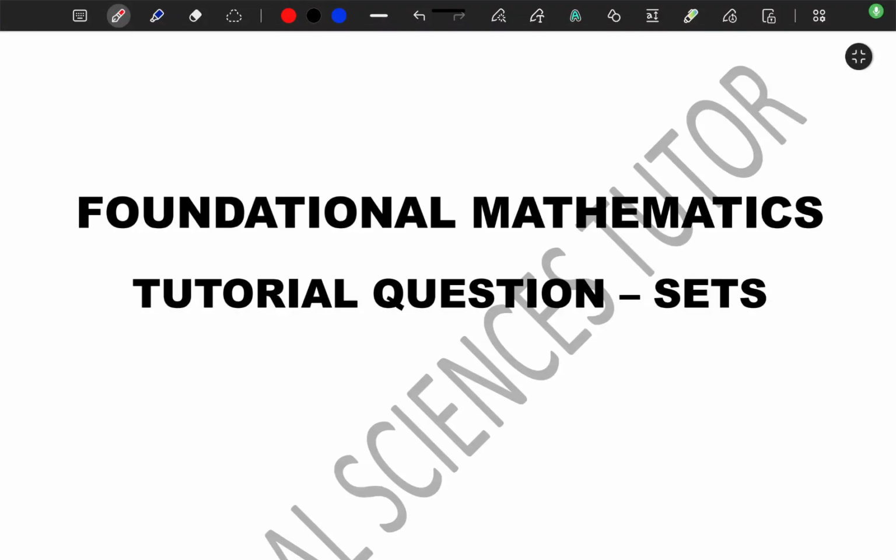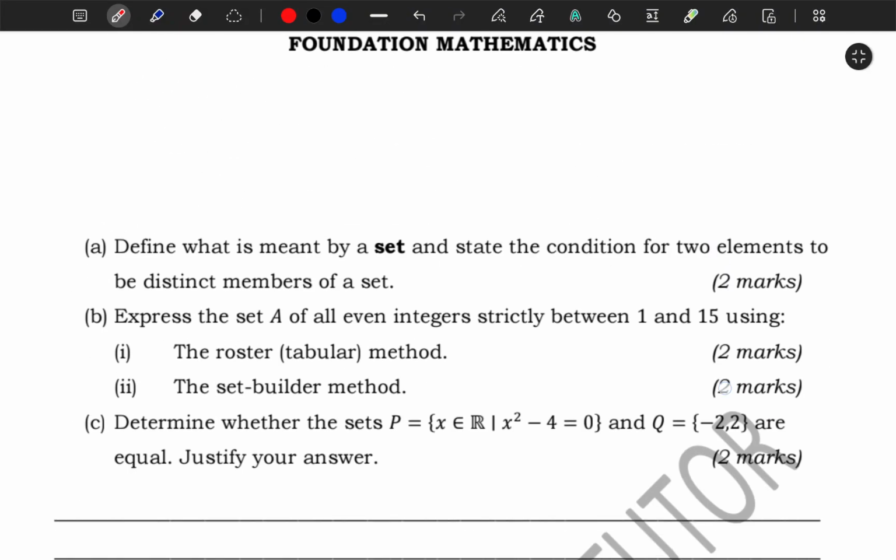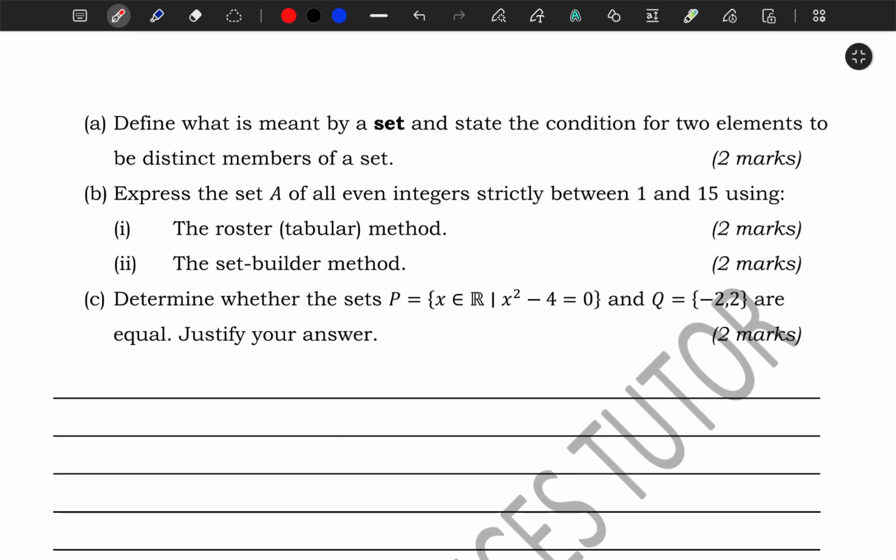We focus on a tutorial question on sets. This is foundational mathematics for those who are doing maybe pre-med or foundational courses at university first year. So here's a question. Define what is meant by a set and state the condition for two elements to be distinct members of a set.